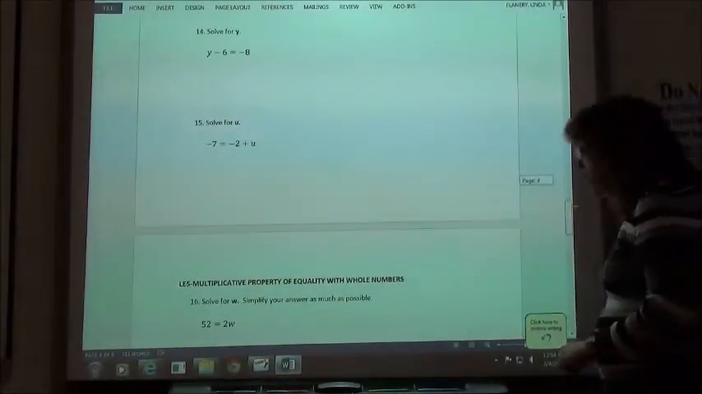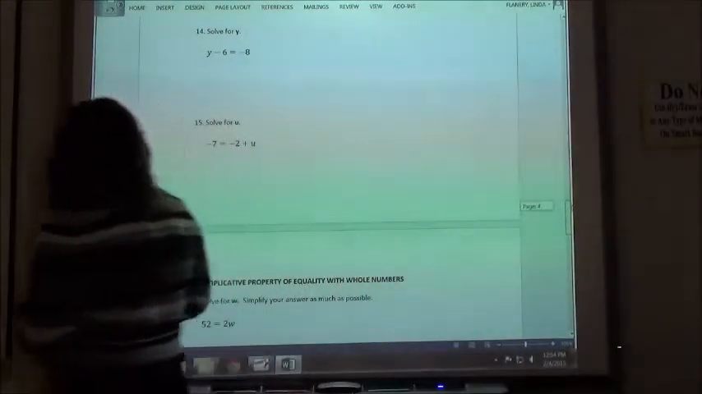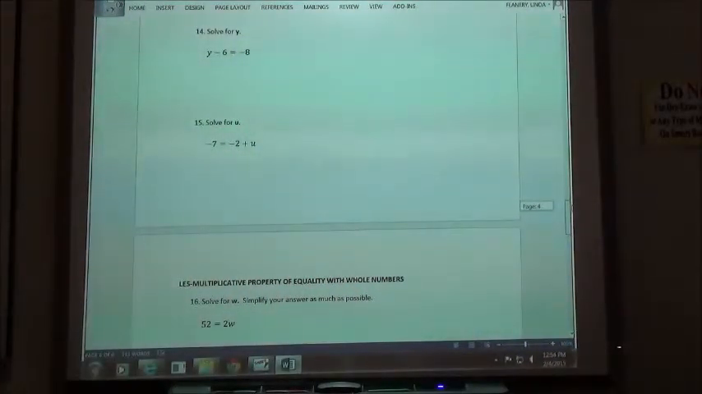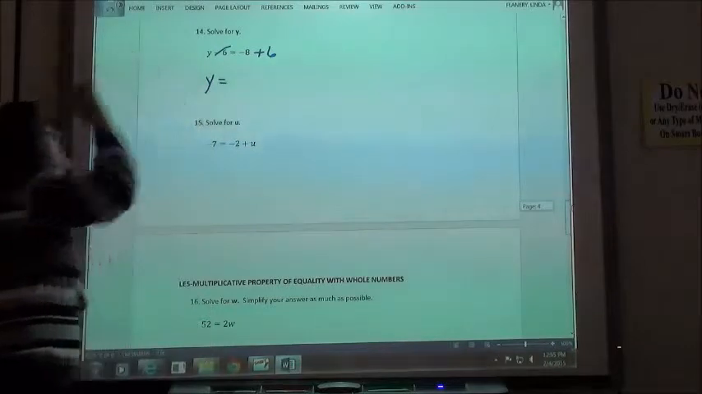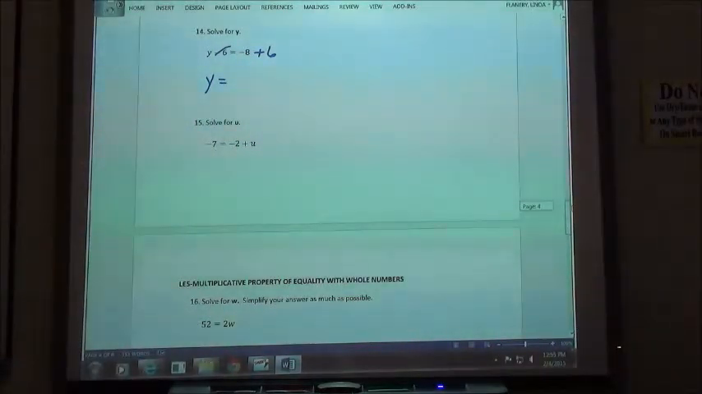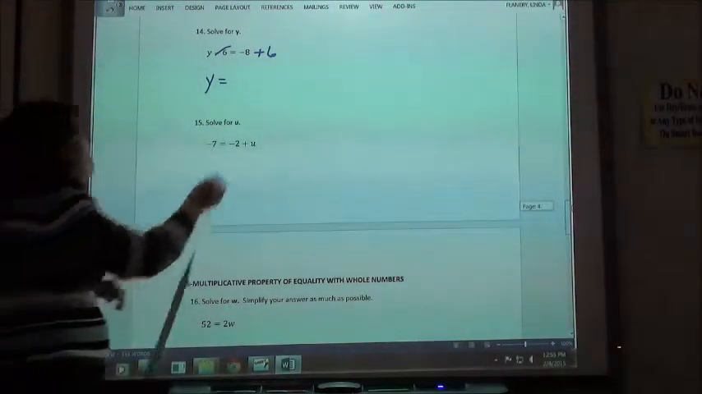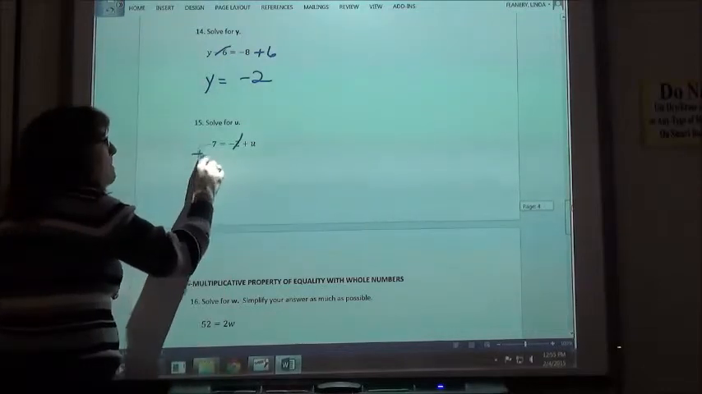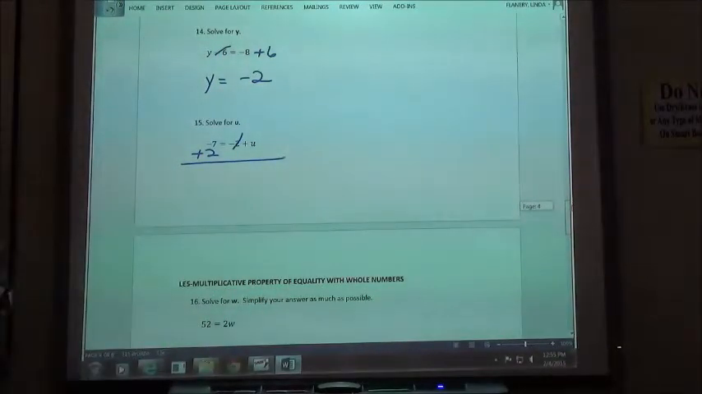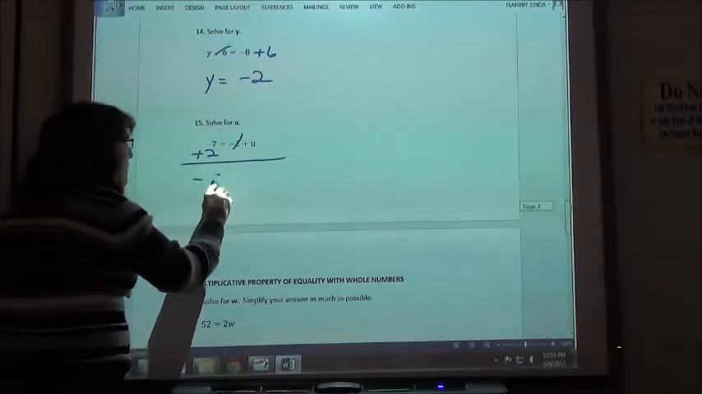So number 14, if I want to solve that for y, I'm going to add the 6. So y is going to equal negative 8 plus 6, which is negative 2, exactly. And number 15, if I want to solve that for u, I'm going to add the 2. Negative 7 plus 2 is negative 5.